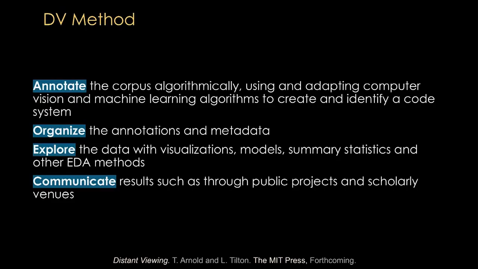So what does that look like in action? The second part of the things that we've done is turn this into a method, thinking about this from a data science perspective and DH perspective. One thing we can do is annotate the corpus algorithmically, using and adapting computer vision and machine learning algorithms to create and identify the code system. So we take images and annotate them with our code, our decisions. We organize the annotations. And then we add the metadata in, right?